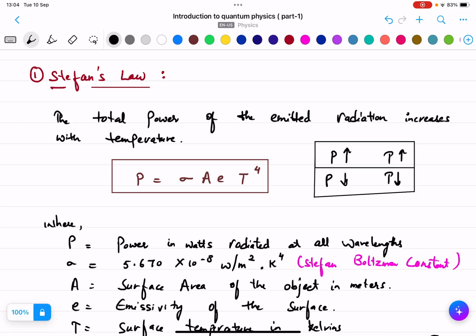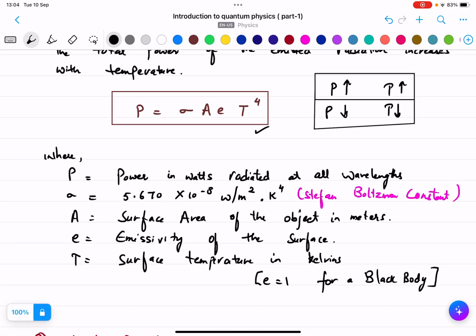There is a formula which you need to remember. You can get numericals based on this formula. Power P equals sigma A e T to the power 4. Here P equals power in watts radiated at all wavelengths. Remember, it's at all wavelengths. Sigma is 5.670 into 10 to the power minus 8 watt per meter square Kelvin to the power 4. It is the Stefan-Boltzmann constant. A equals surface area of the object in meters square, e equals emissivity of the surface, and T equals surface temperature in kelvins.